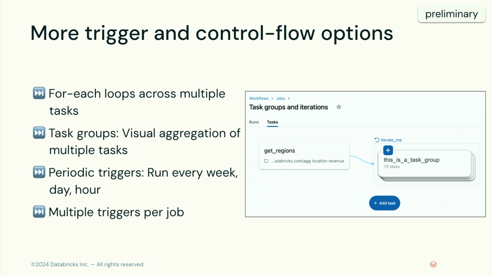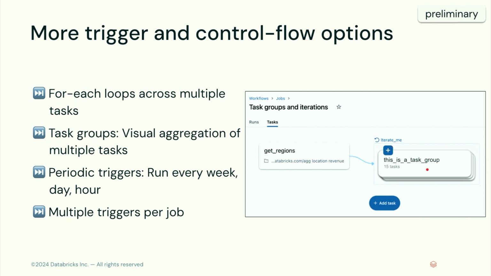So for each, we can iterate over a specific task or notebook, changing the parameters. Has been super popular. But we've heard you all. There's been the ask for, can I iterate over not just one task, but I want multiple tasks. I want a group of tasks. And so that's what we'll be introducing. And this is what you can see here on the right side.